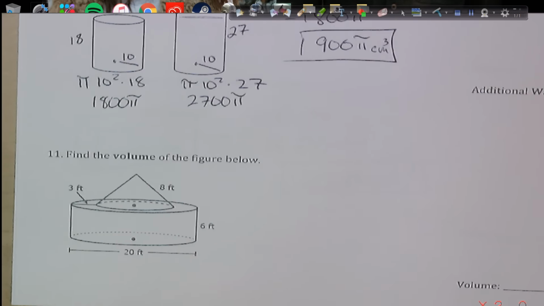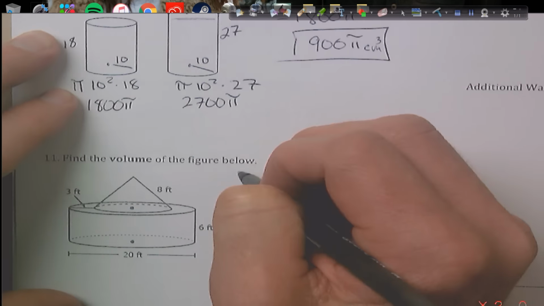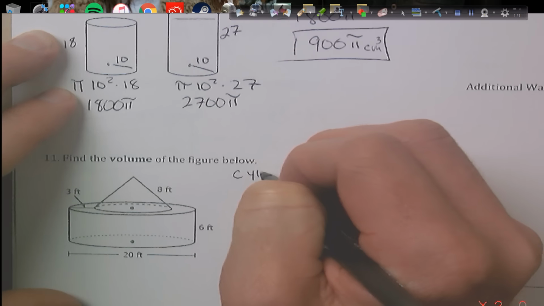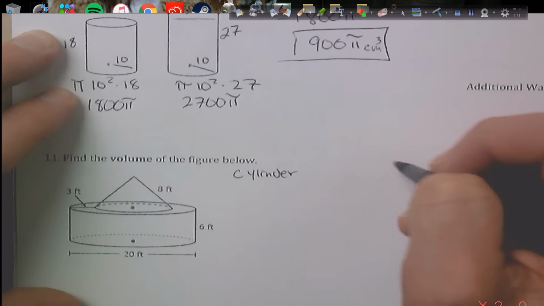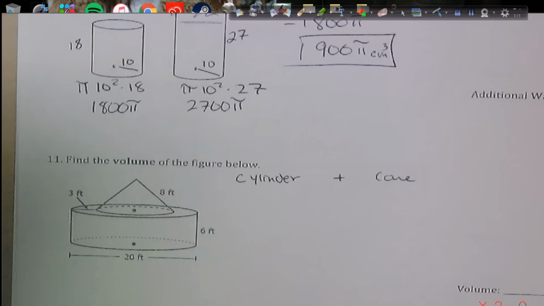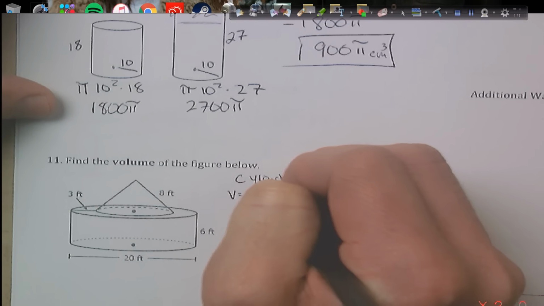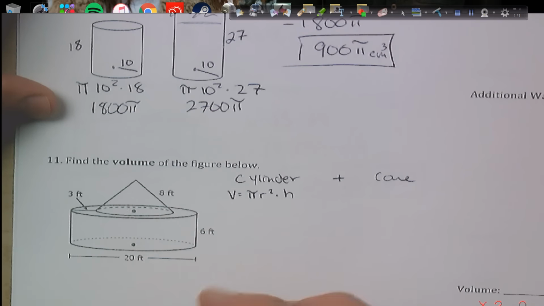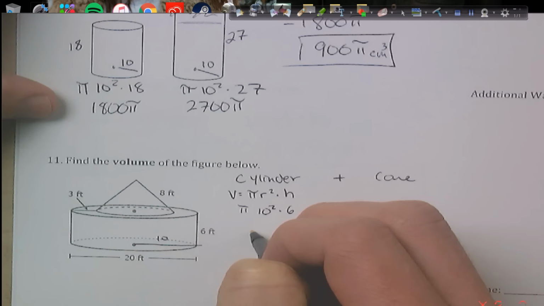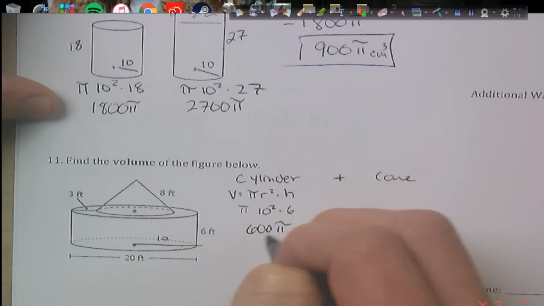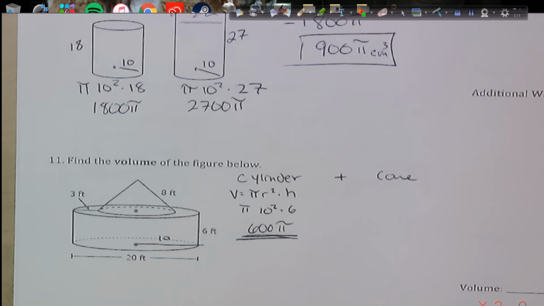Number 11. Woohoo, tricky piece right here, huh? Okay, let's break this into parts. First we've got a cylinder. We'll find that, and then we're going to add it to the cone. So cylinder first, nice and easy. Pi r squared times height. If 20 is the diameter, then 10 is the radius, so we get 10 squared. And the height here is 6, so we're going to get 600 pi. Okay, so that's not too bad.